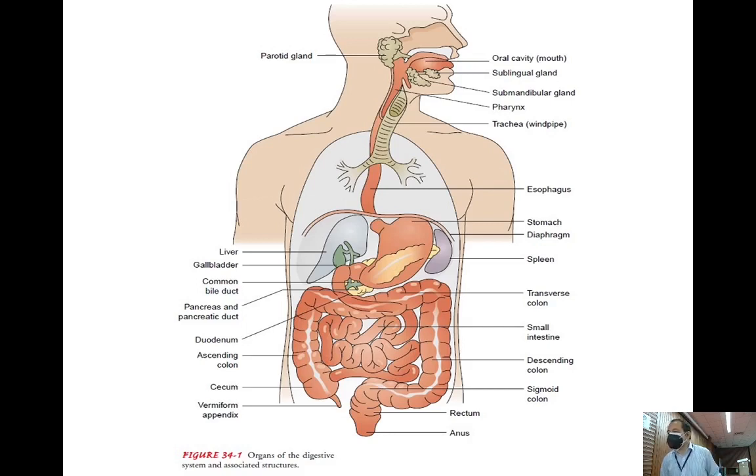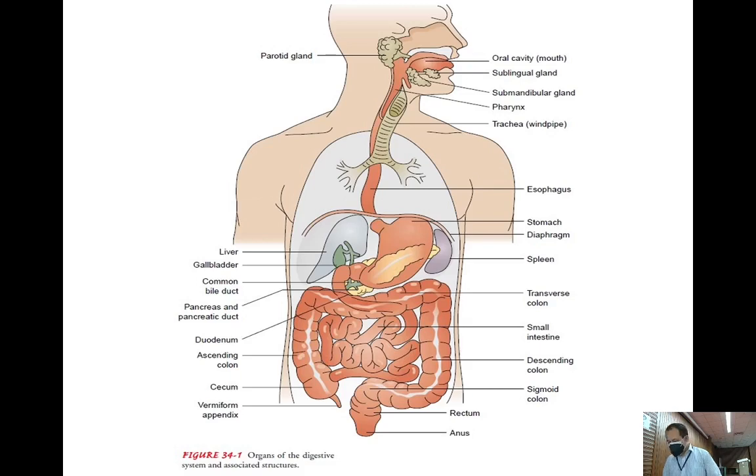I'm not going into the detail of this. You can see your textbook and look at the position of the different organs, the major organs as well as accessory organs in the gastrointestinal tract. You have to go through this, and in anatomy you will be learning about all these things.